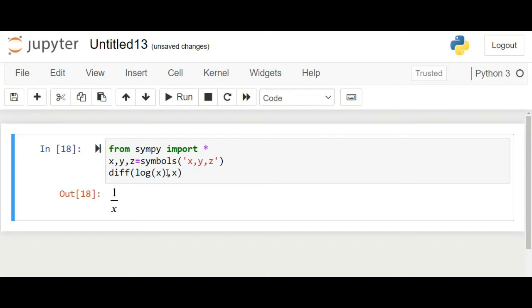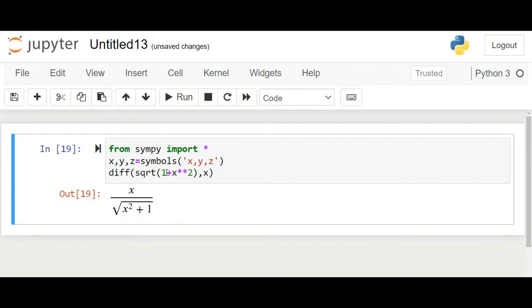If I move a little bit further, for example the differentiation of square root, sqrt, square root of 1 plus x square. Okay, the square root of 1 plus x square with respect to x, then it will be, of course, x over the square root of x square plus 1.